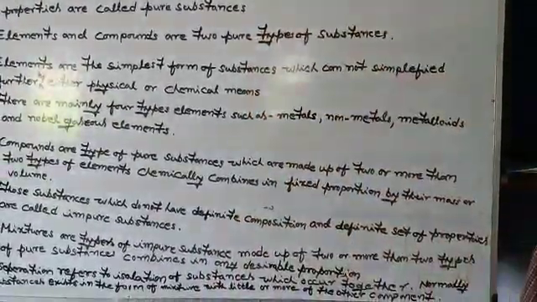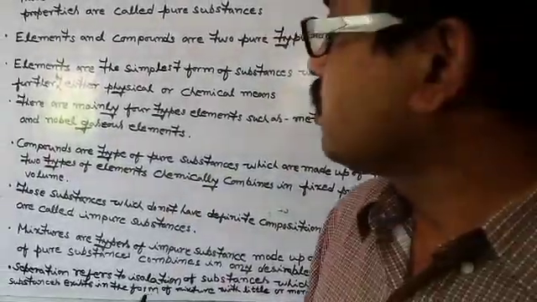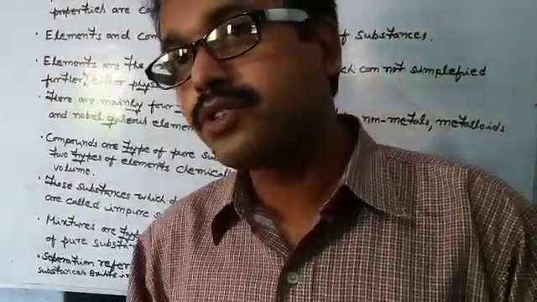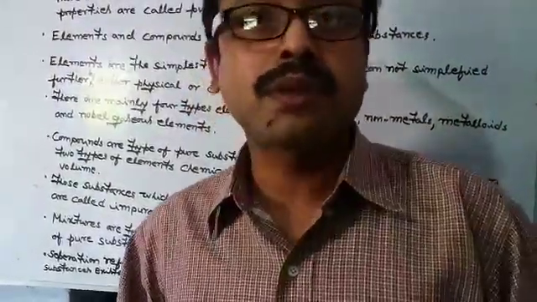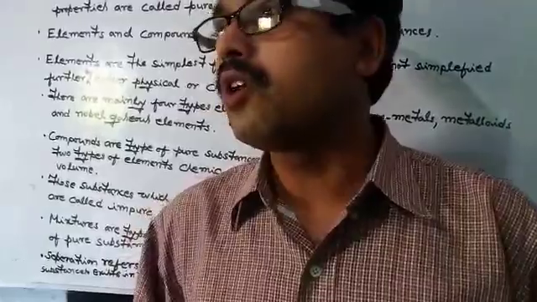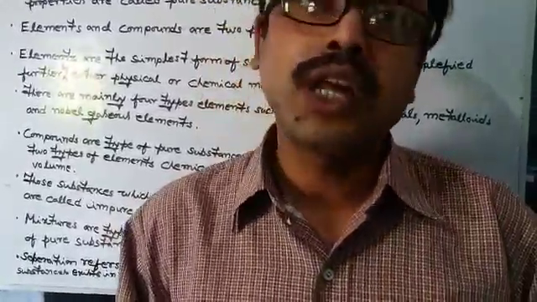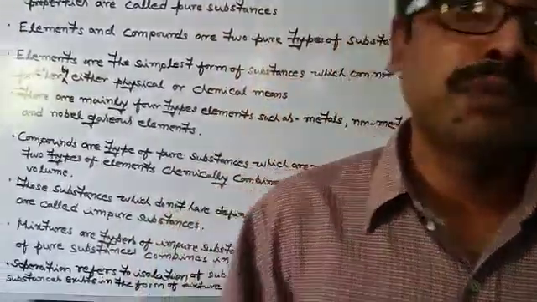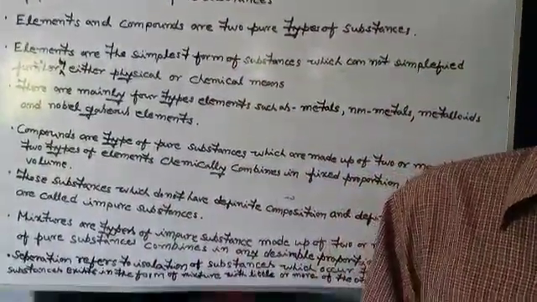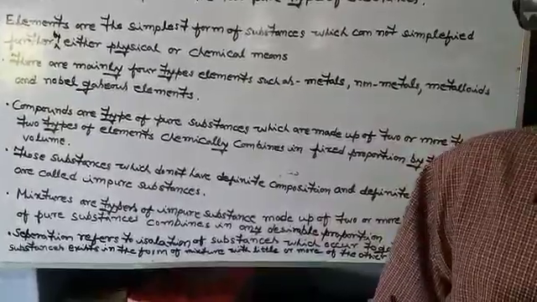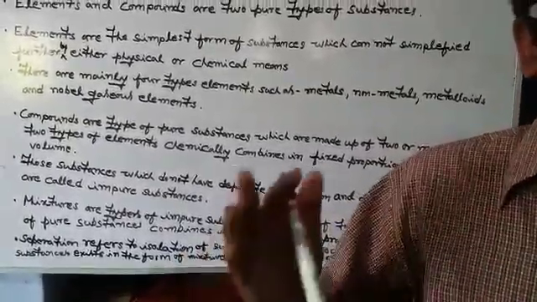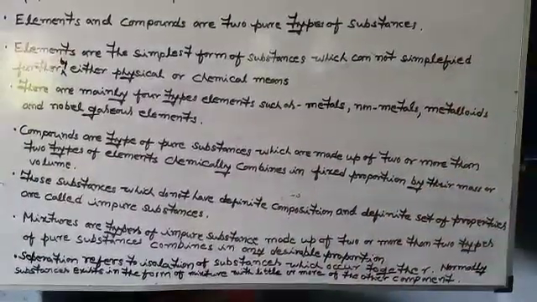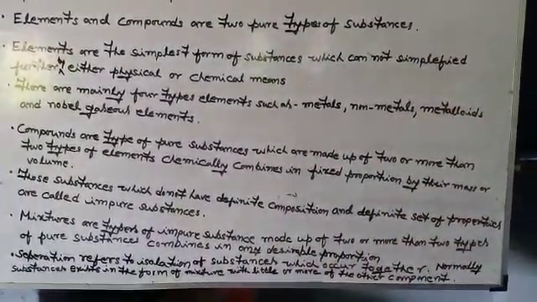Now mixtures. Mixtures are a type of impure substance. The mixtures are made up of two or more types of pure substances physically combined in any desirable proportion. That means their composition is not fixed, and they do not have their own properties, rather they show the properties of their constituents, just contrary to pure substances like elements and compounds.